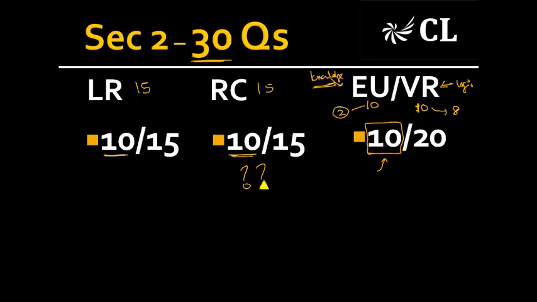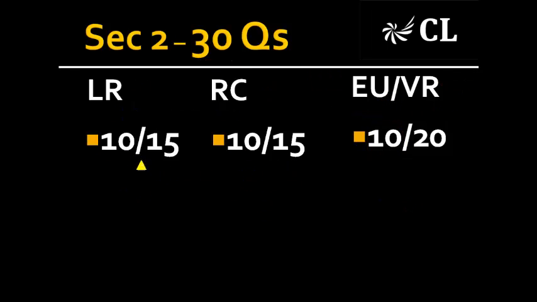And this would be a big question mark for most of you. It's highly unlikely that you're going to solve all the 15 logical reasoning questions and then only solve 5 here. So this kind of scenario is very unlikely. A likely scenario would be about 8 to 10 here, about 8 to 10 questions from reading comprehension, and about 10 to 12 questions from EU.